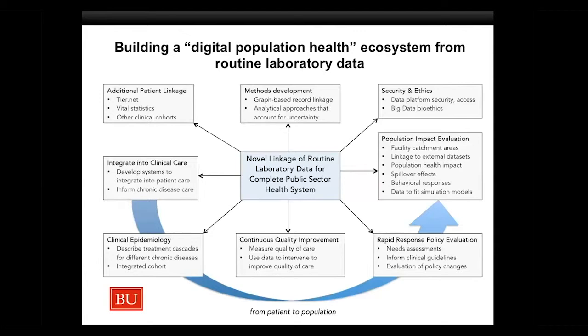There are clinical epidemiology questions; it can be used for continuous quality improvement and rapid policy evaluations when new policies are rolled out. And finally, because the underlying denominator is essentially the complete population of South Africa, or at least the 90% that use the public sector, there's an opportunity to link this to external data sets and think about this cohort as actually the exposure to look at health systems interventions and their effect on other outcomes at the population level, and actually think about population health impacts of health policy.